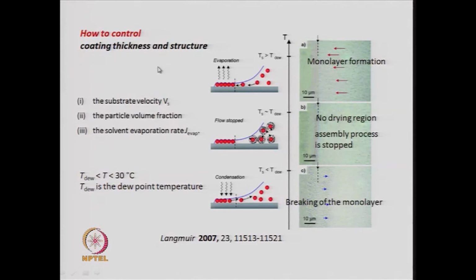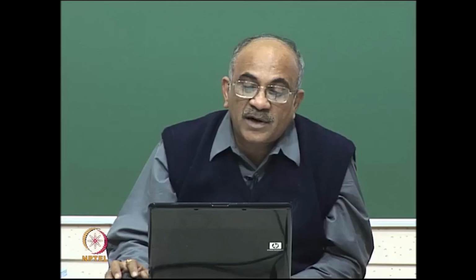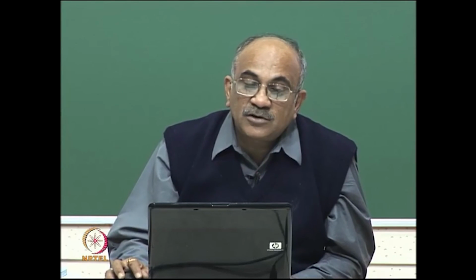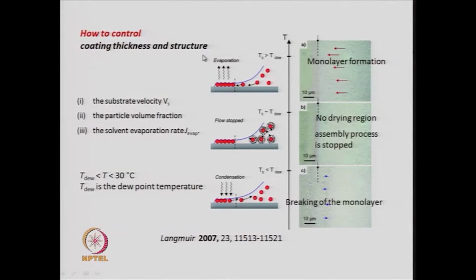So, by controlling the temperature, you can control this evaporation and the condensation, and hence you can control the self assembly. You can also control using the substrate velocity, the particle volume fraction, etc. The particle volume fraction is basically the concentration of the particles. If you vary that, you can also control the coating thickness and the structure of these monolayers.